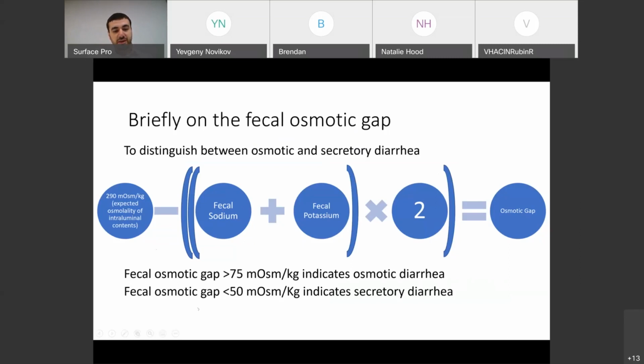So that should lead you to an osmotic diarrhea, whereas if there's a small gap, that means you're talking about a secretory diarrhea. So again, a large gap means that you have a lot of extra things in the stool that are not electrolytes. So that's an osmotic diarrhea.